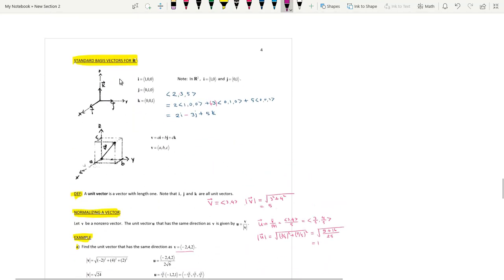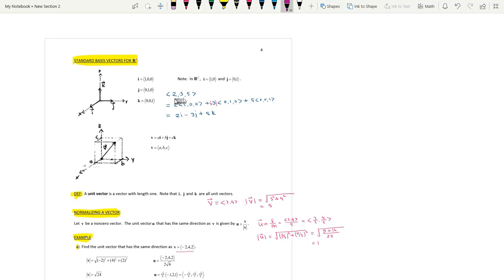Now the standard basis in R2: i is (1, 0) and j equals (0, 1) is called the standard basis in 2 dimensions, and this is the standard basis in 3 dimensions. Now why is it called the standard basis? Because any vector in 3 dimensions can be written as a linear combination of the vectors i, j, k. And any vector in 2 dimensions can be written as a linear combination of these 2 vectors.